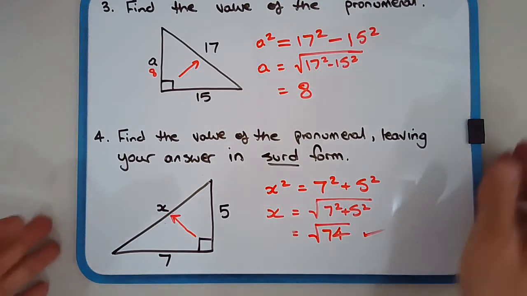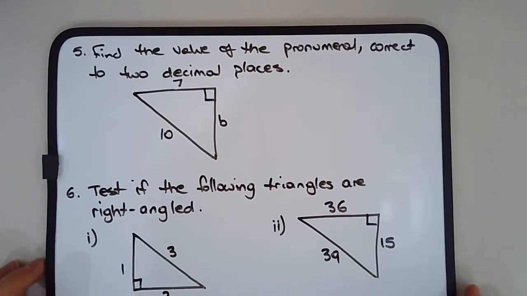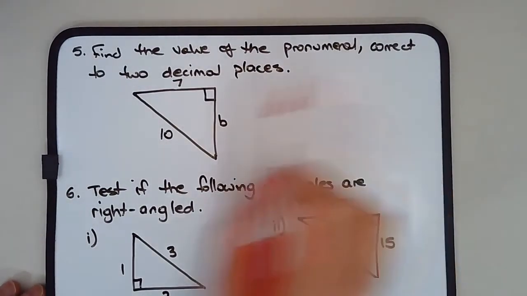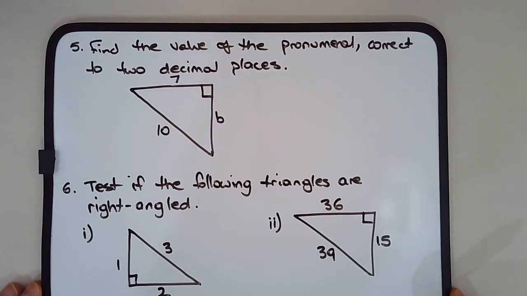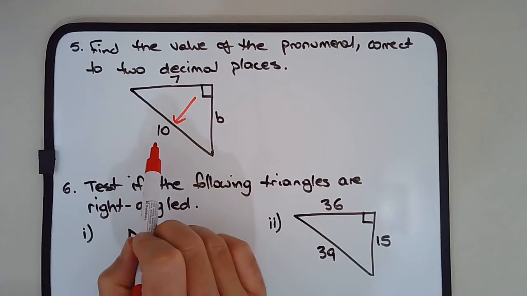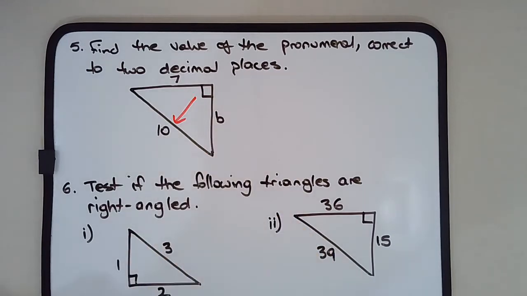Okay, let's have a look at another example. Question 5. Find the value of the pronumeral correct to 2 decimal places. So not surd form this time. This time around, we are going to have to write the decimal. So let's see how this is going to work. First of all, do we need to find the hypotenuse or one of the short sides? Let's have a look. Hypotenuse is away from the right angle. We have the hypotenuse, it's 10. So we need to find one of the short sides.